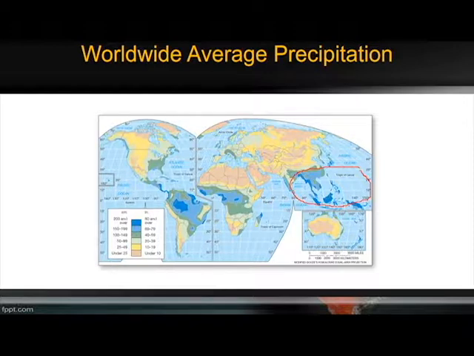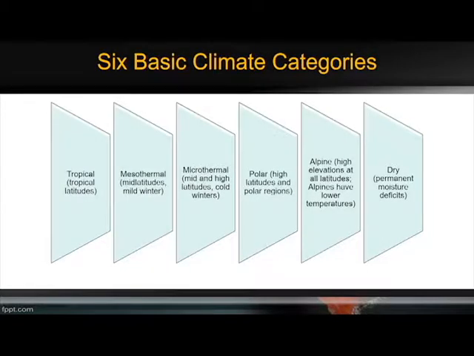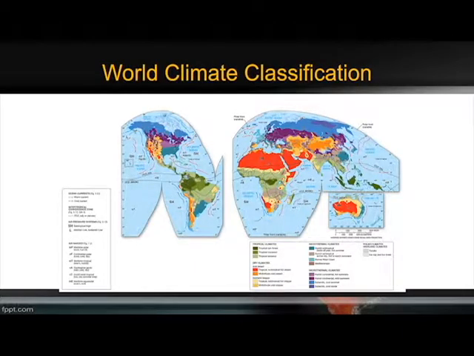But look at other areas. Let me see here. In other areas you can see it's very, very dry. So why do you have this area extremely dry? Because you have pretty much a high pressure system, very dry in those regions. So most of the planet has very low precipitation. That's one characteristic you have between them. So in this case, we're going to define 6 basic climate categories: tropical, mesothermal, microthermal, polar, alpine, and finally dry. So the dry is pretty much created by lower precipitation.